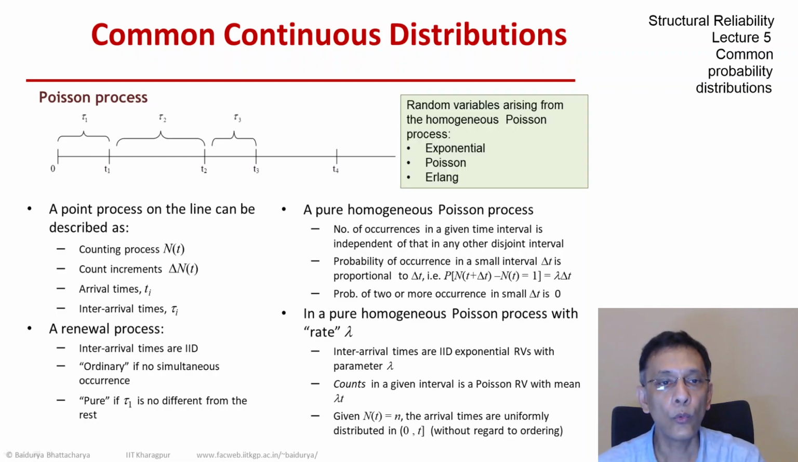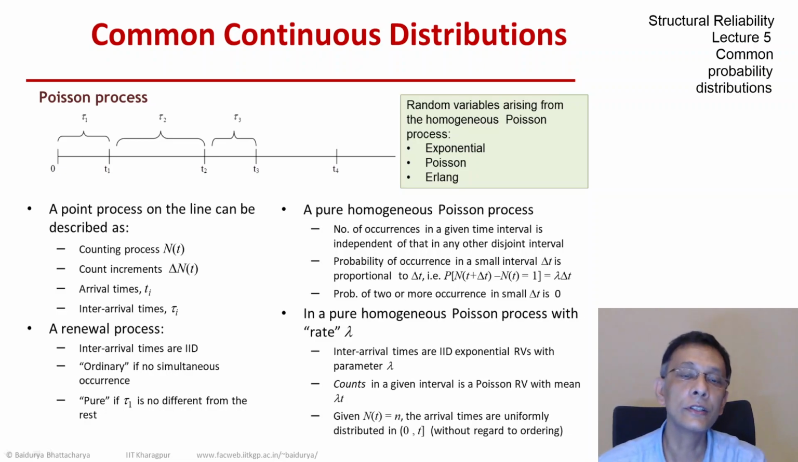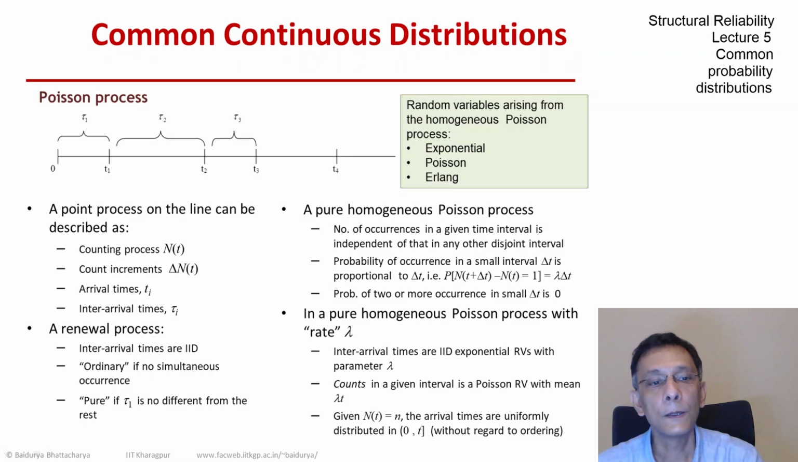So we have 3 very important random variables occurring from a Poisson process. The exponential, which is basically the time to the first occurrence, its discrete counterpart is the geometric. The Poisson, which we have already seen, is the number of occurrences in a fixed time interval, so its discrete counterpart would be binomial. And the Erlang, which is the time to occurrence number k, and its discrete counterpart would be the negative binomial or the Pascal distribution.